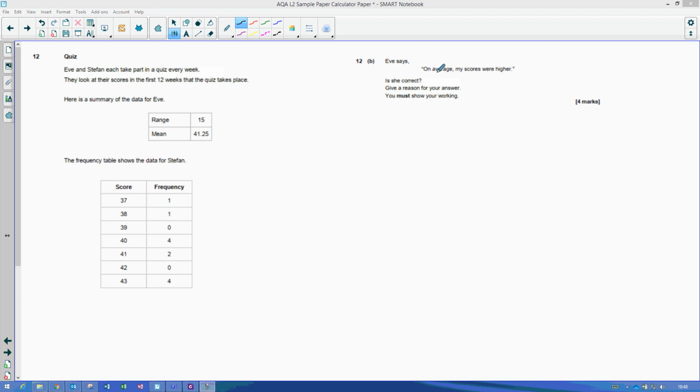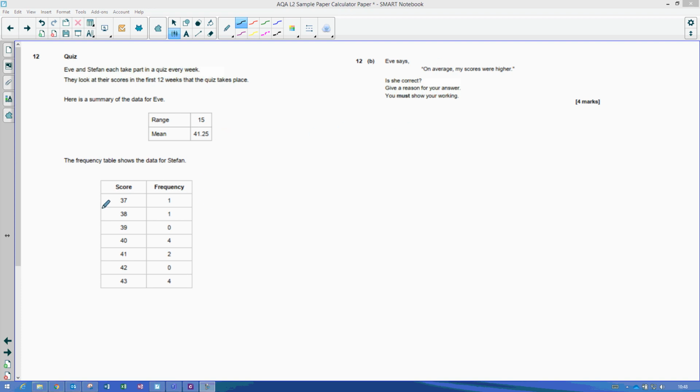It's a very similar question to 12a in some ways. Eve says, on average, my scores were higher. Is she correct? Give a reason for your answer. You must show all your working. So she thinks her scores are higher. We know her average score. She's talking about on average.